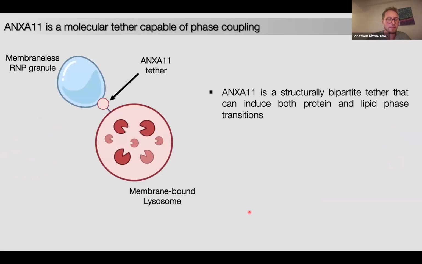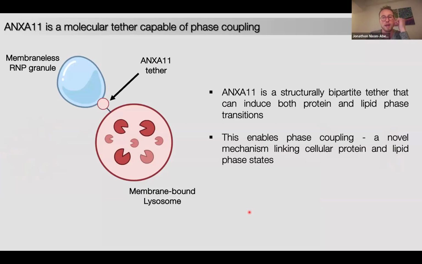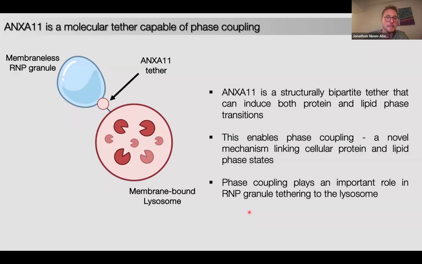Okay, so wrapping up, I've talked to you today about annexin A11, this pretty unusual tethering protein that uses its specialized domain architecture to alter both protein and lipid phase states. What we've been able to show is that by modulating the phase state, annexin A11 is capable of transferring information about its protein phase through to the underlying lipid membranes through a phase coupling mechanism.